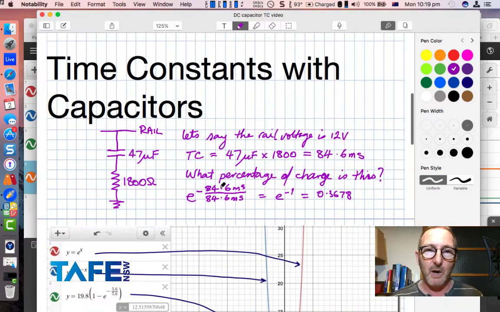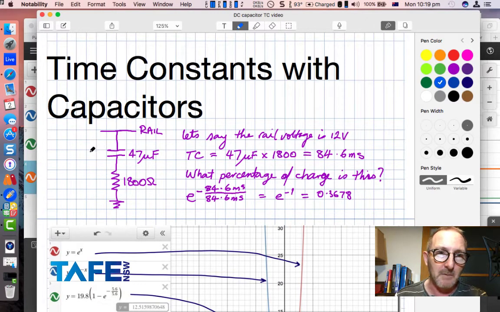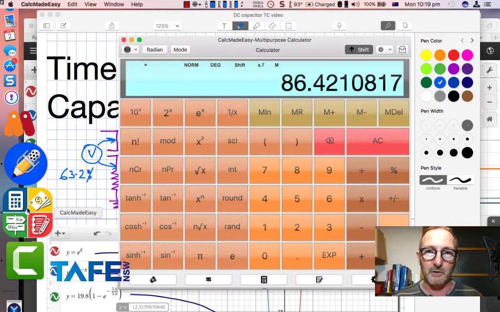But after one time constant, we know that we're going to have a certain voltage developed across our capacitor, and we've always learned that that's 63.2%. So how does this other number relate to 63.2%? Well, let's dive into the calculator and try that.